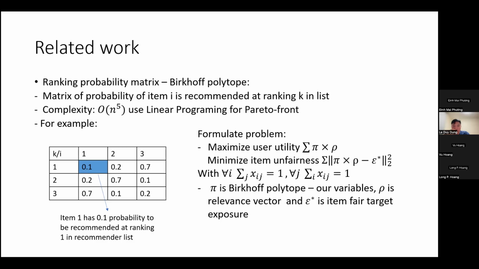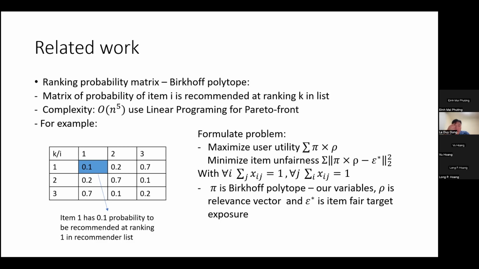So this is just an example, a sample of a polytope here, with 3 items. You will see that the sum of the first row is 1, and the sum of the first column is 1, too.